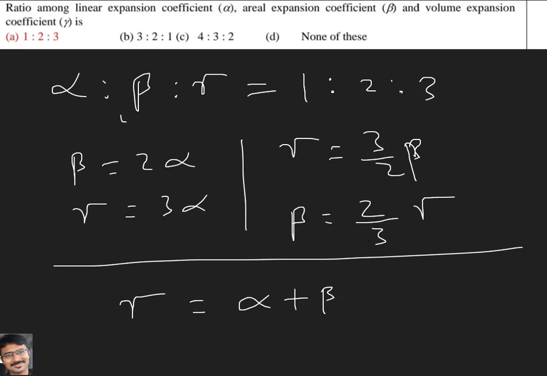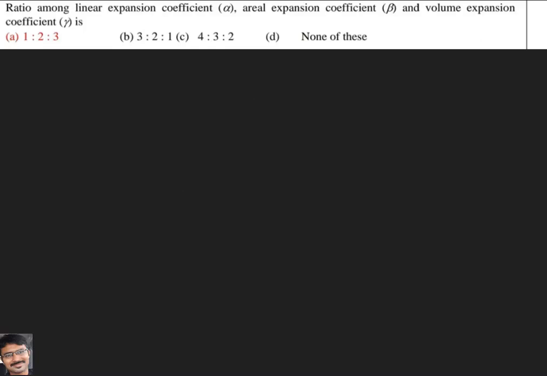Observe here, beta is equal to what I wrote? 2 alpha. So alpha plus 2 alpha is 3 alpha. So now what are the total relations I can write here?